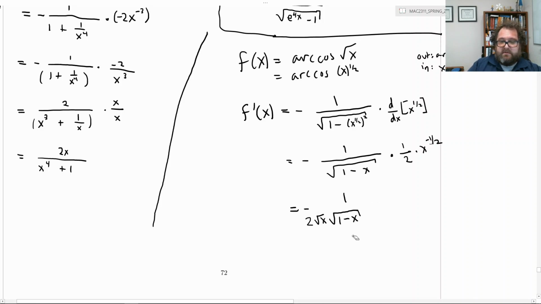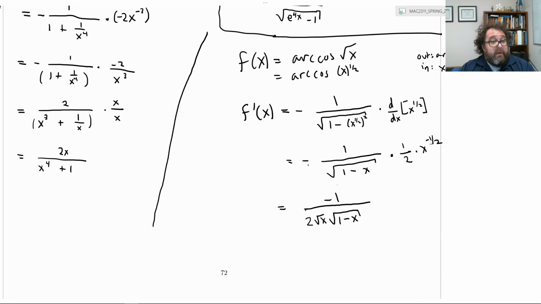And in fact, we could make this a little shorter. Equals negative 1 over 2 square roots of x times the square root of 1 minus x. There we go. So that actually wasn't bad. That looked like it was going to be kind of bad, you know, square roots and stuff, but it wasn't bad at all. Okay. All right.